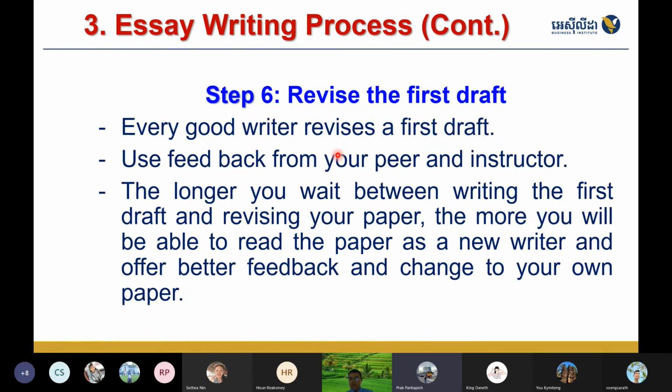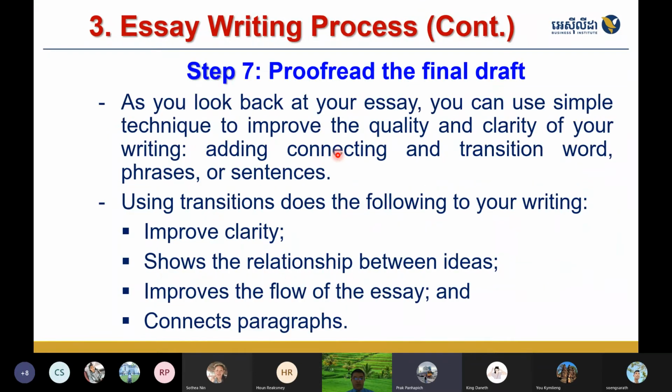Okay. And step 6. Revise the first draft. Every good writer revises a first draft. Use feedback from your peer and instructor. The longer you wait between writing the first draft and revising your paper, the more you will be able to read the paper as a new reader and offer better feedback and changes to your own paper.